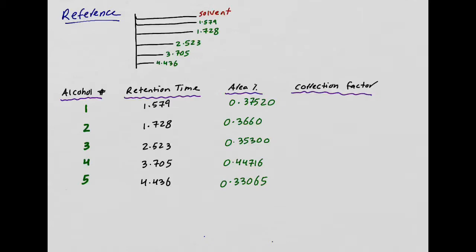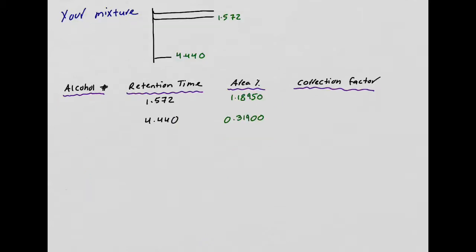So far so good? Okay. Then what we're going to do, we are going to inject your mixture. And you're going to get a GC graph that looks like this. And again, at the bottom of each GC graph, you're going to find retention time and area percent. When you look at this, you go to the first line, that's my solvent.